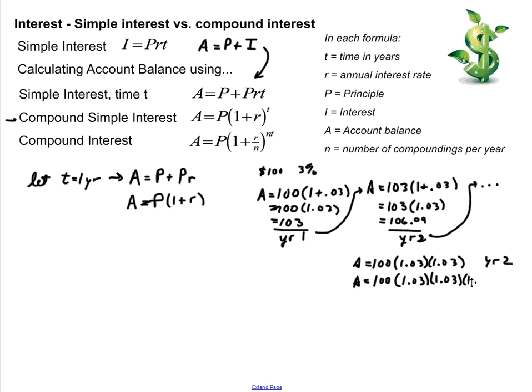At the end of year 3, I would have 100 times 1.03 times 1.03 times 1.03. Well, wait a minute, that's kind of a waste to have to keep writing 1.03 again, right? Aren't we really saying $100 times 1.03 to the third power to get it for the end of year 3? Well, that's exactly what happens right here.